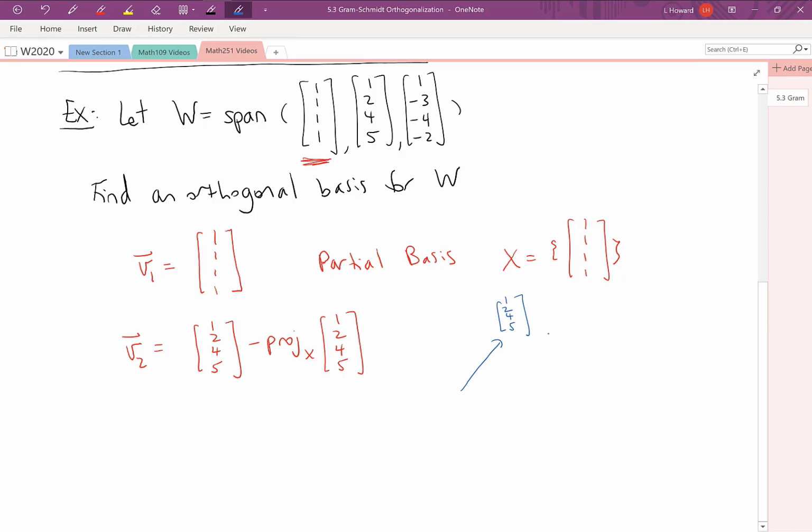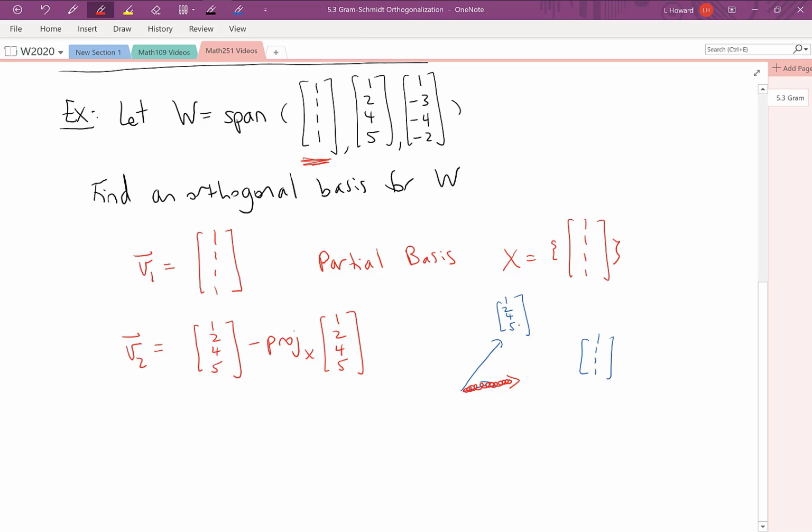We're in 4D, but nonetheless, we can draw a representative picture. And we're talking about projecting that vector onto X. Well, what is X? Effectively, at this point, it's just the vector 1, 1, 1, 1. So let's draw that going in some other direction. Okay, and let's see what we're doing when we take 1, 2, 4, 5 and subtract off the projection onto X. So the projection of 1, 2, 4, 5 onto 1, 1, 1, 1 would look like that.